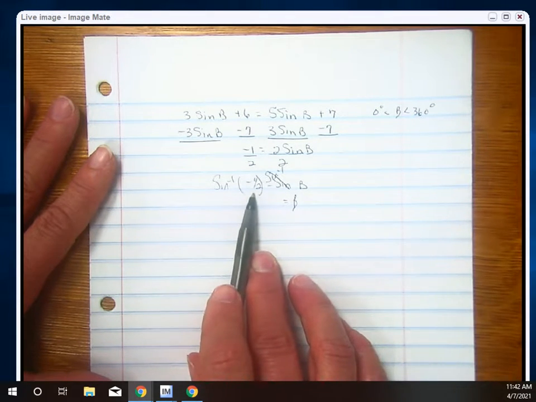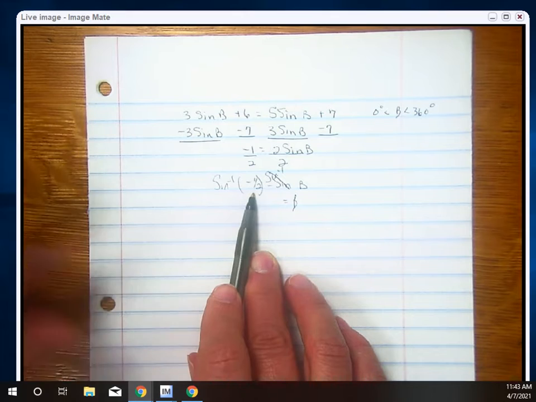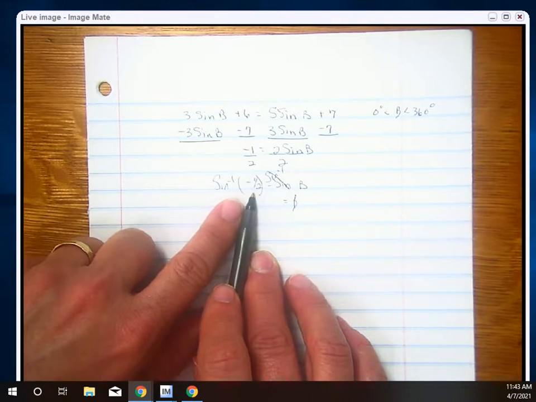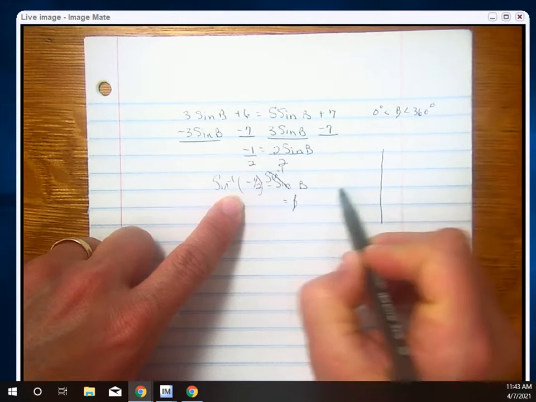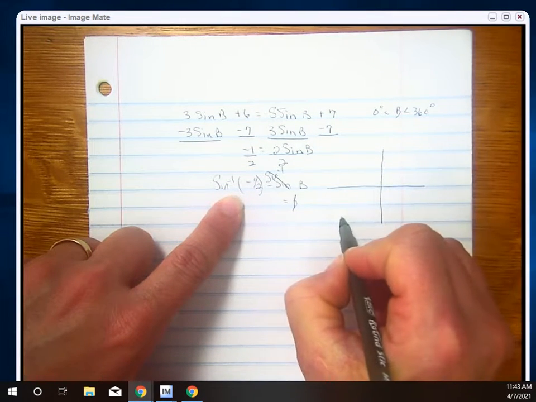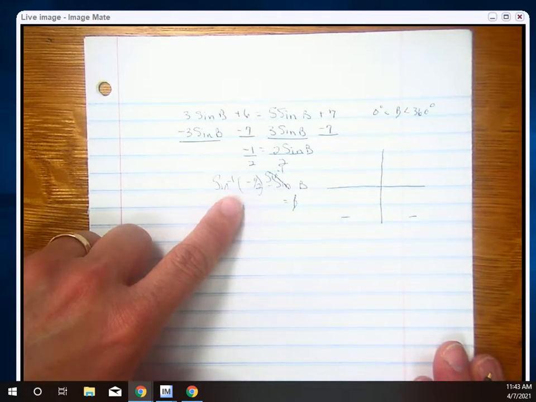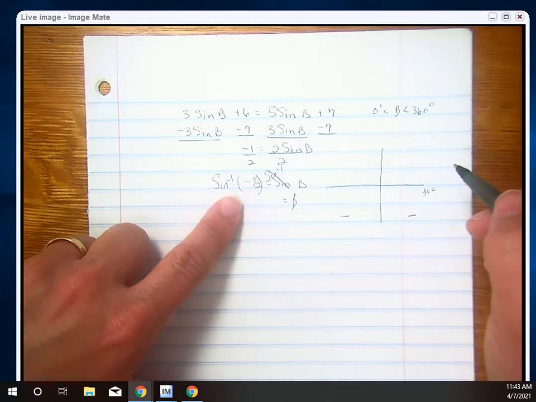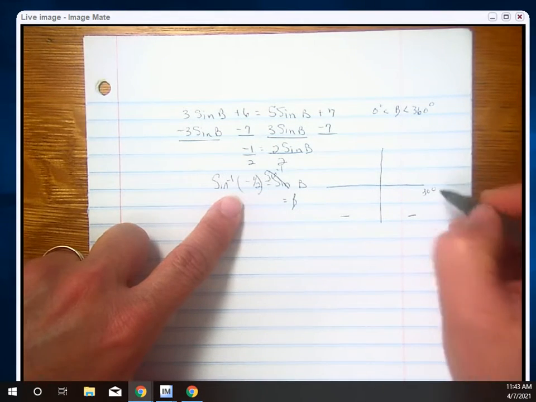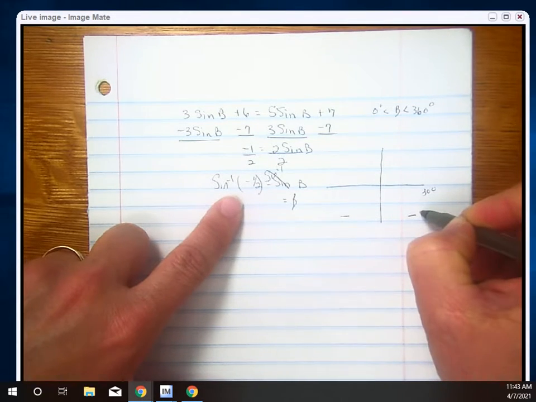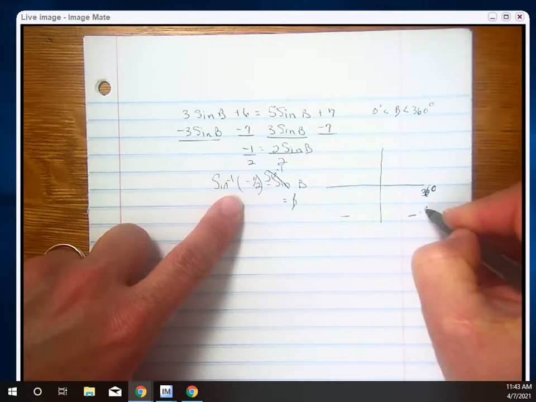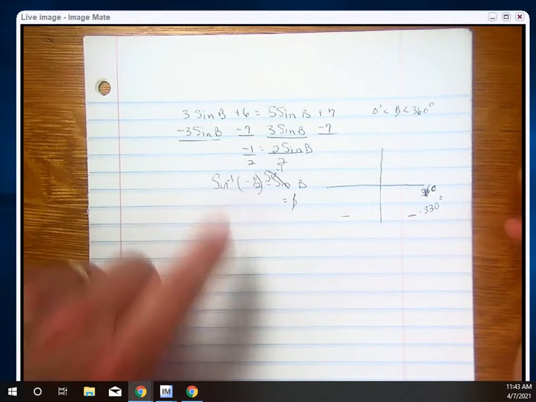Okay, so our reference angle for sine is 30 degrees. But this is a negative value. So where is sine negative? In the 3rd and 4th quadrant. So if I take 360 degrees and I subtract 30, why am I subtracting it from 360? Then it's 330 degrees.